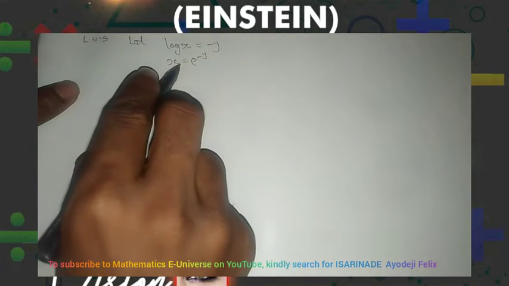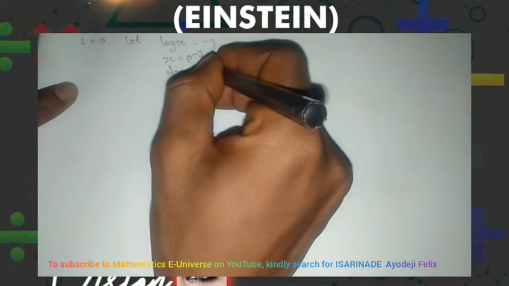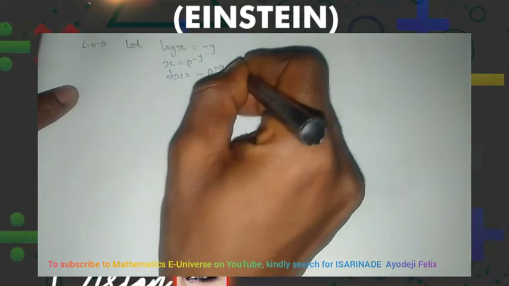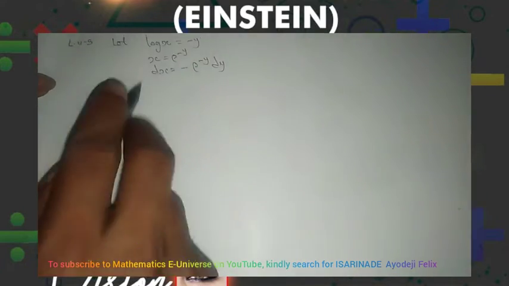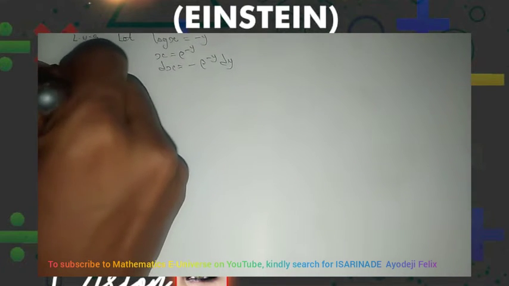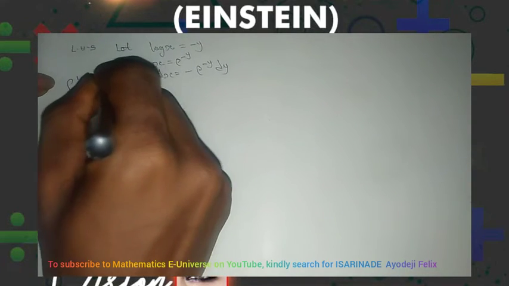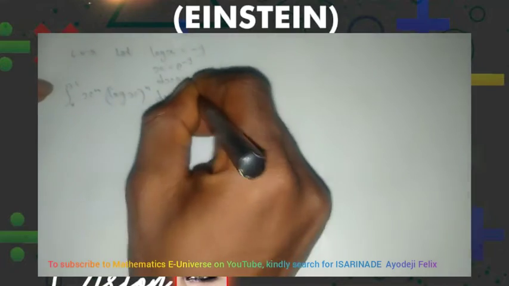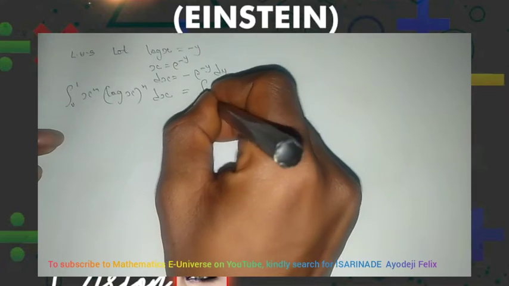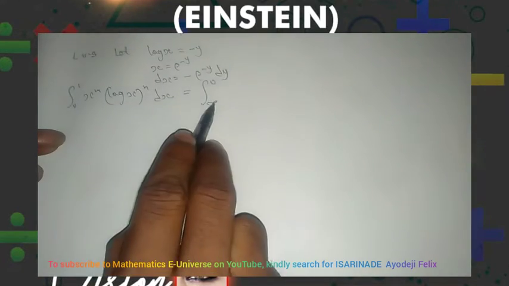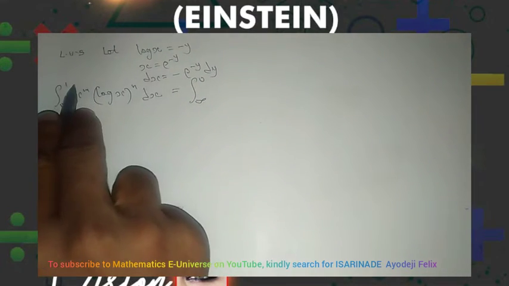If that is the case, if you differentiate this, we have dx equals minus exponential minus y dy. Substitute from here. This integral from 0 to 1 of x raised to power m, log x raised to power n dx will now become the integral from infinity to 0. Why is it infinity? Because if you put 0 there, log 0 will give you infinity, and log 1 will give you 0.